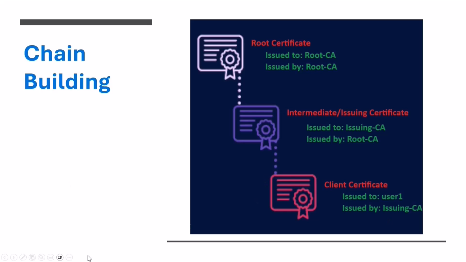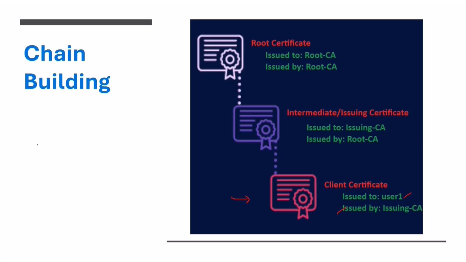So let us say that this is the client certificate. The client certificate over here is the one that is issued by the Cloud PKI. This is the SCEP certificate. The client certificate is issued to the username. It could be the UPN, it could be just the username, and it has been issued by the issuing CA.